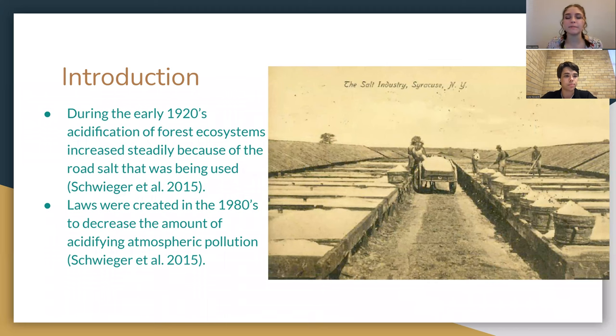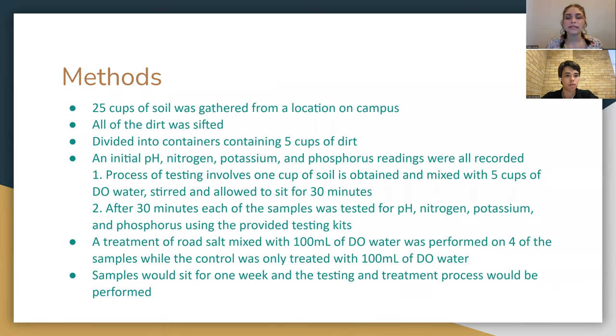All right, so for a little bit of background information, during the early 1920s, acidification of forest ecosystems increased steadily because of road salt. This made a lot of states create laws in the 1980s to decrease the amount of acidifying atmospheric pollution. So to test the effects of road salt on soil mineral composition, we gathered 25 cups of soil from campus.